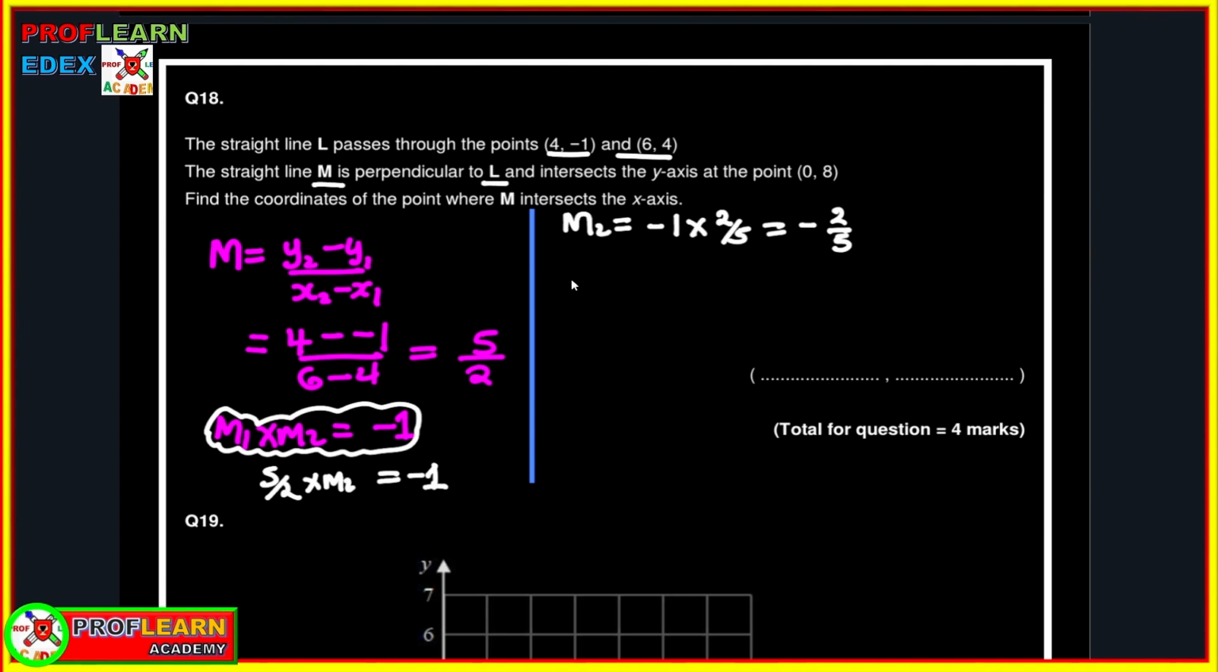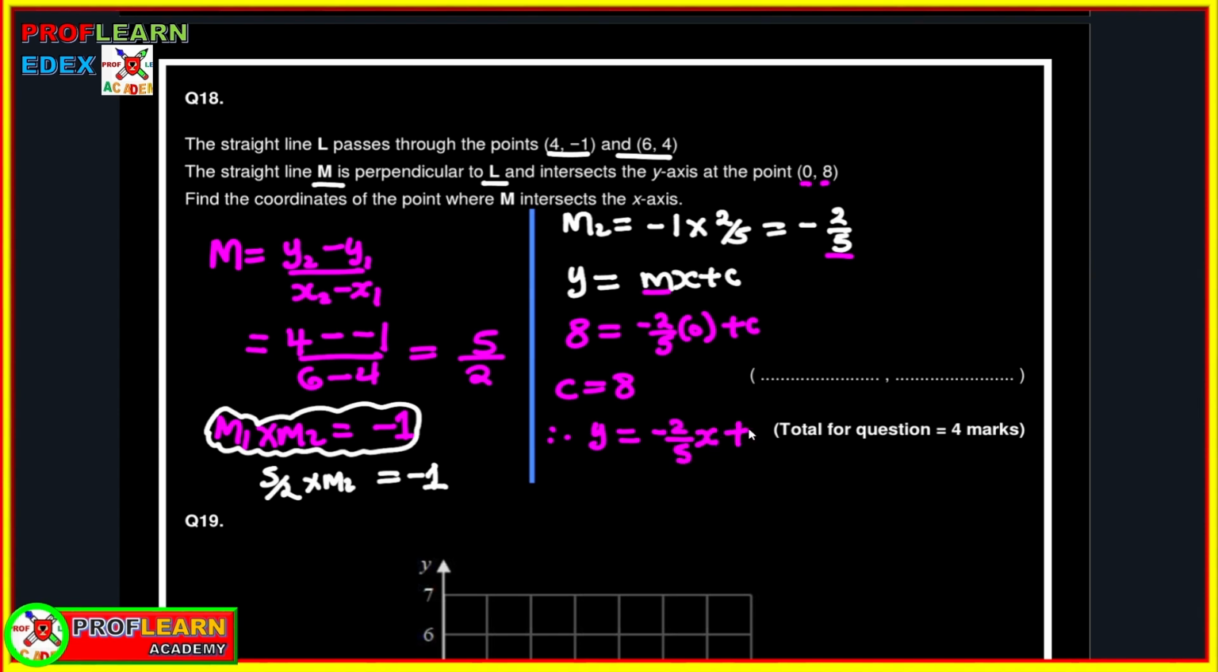Using this point (0, 8) and the gradient, the equation of a straight line is y equals mx plus c. In that case, y is 8, the gradient is -2/5, and x is 0. Then we can find that the value of c is 8. We can therefore say the equation of that straight line is y equals -2/5 x plus 8.